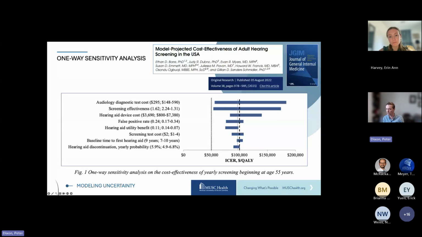So that was an influential parameter, and same with the screening effectiveness. And then, this is just a select few, and you usually present them in this kind of plot, which is called a tornado diagram. But this basically just shows you the most influential parameters in the model.